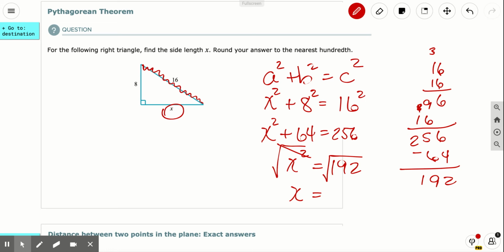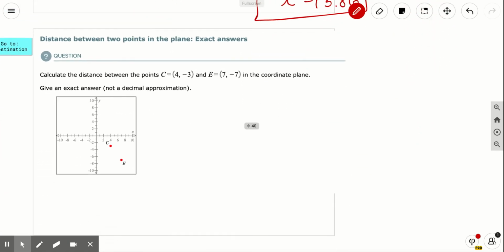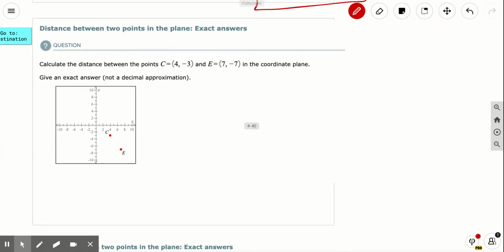Okay, square root of 13.856. 6 is larger than 5. So that's going to round up to 13.86. Okay, 13.86. Here we go. So 13.86. All right, so that should get you to where you need to be for Pythagorean theorem.